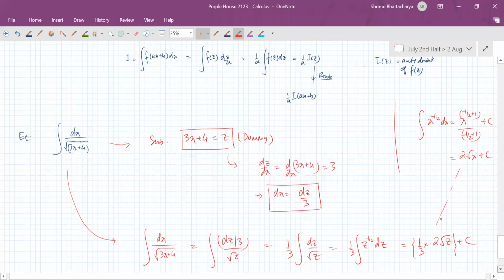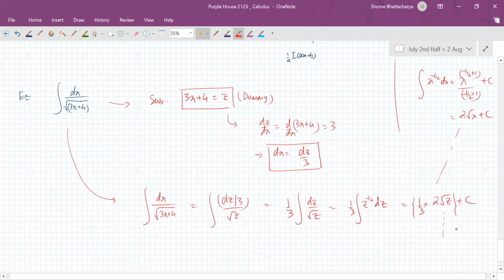Now we need to resubstitute because z is the dummy variable, so we need to remove it. On resubstitution, z is 3x plus 4. So my antiderivative is 2/3 of square root of 3x plus 4 plus c. This is the antiderivative of that integration.